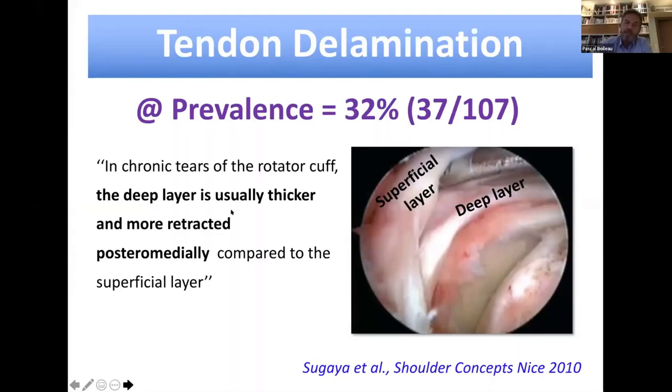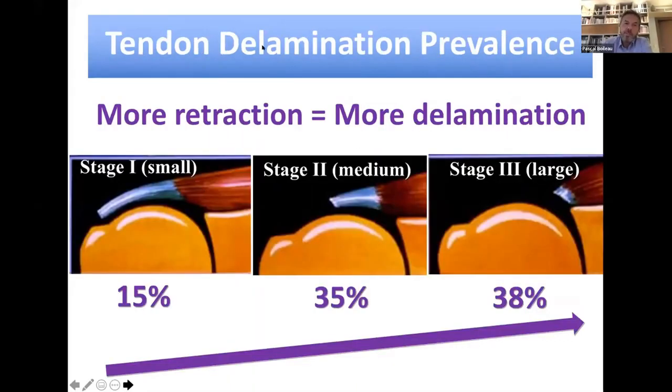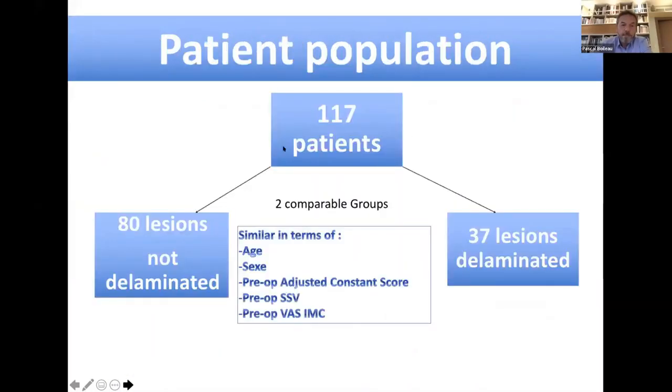And what we found is that the more retraction you have, the more tendon delamination you can observe, from 15% in the small tear to 35% in the medium tear to 38%, about 40%, in the large tears. And in these 117 patients, we were able to make the difference between two groups, which were comparable in terms of age, gender, and preoperative scores.